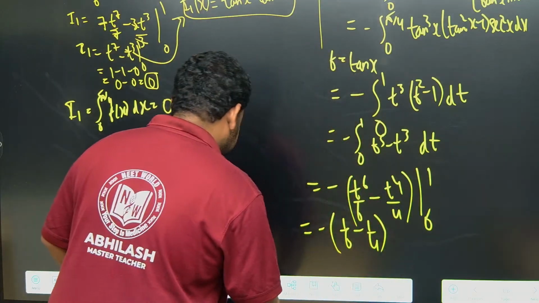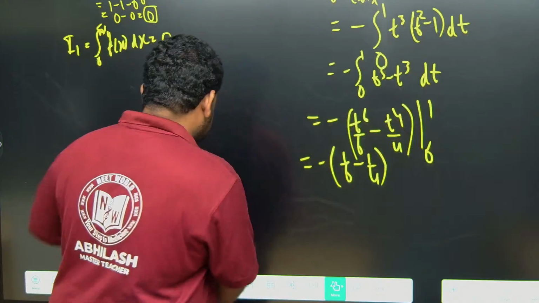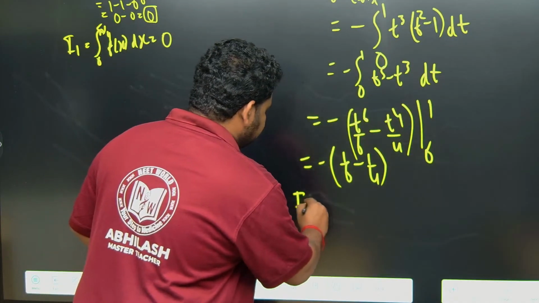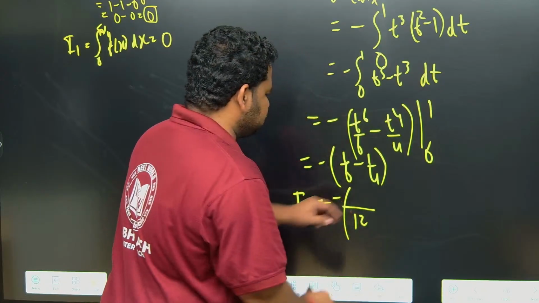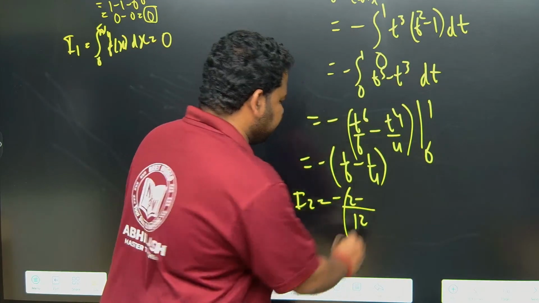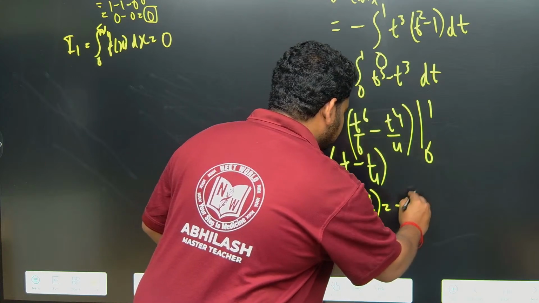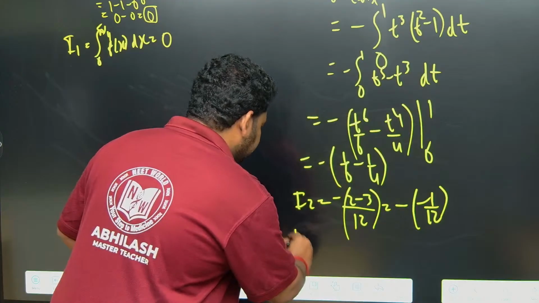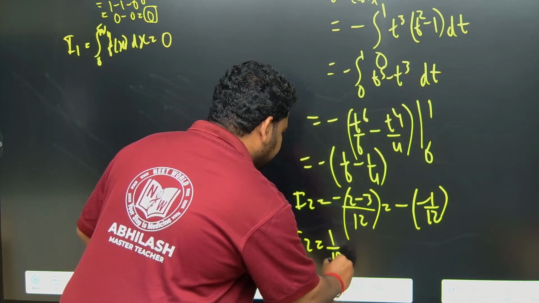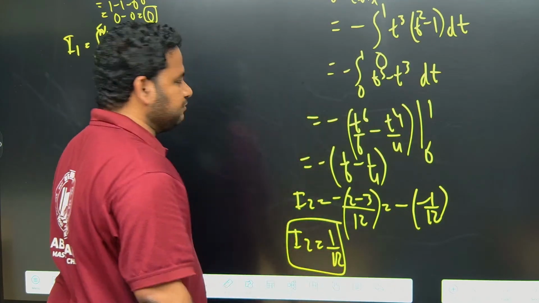I1 actually, this is I2. I2 is equal to, the LCM will be 12, so 6 twos are 12, 4 threes are 12. I will get minus of minus 1 by 12. Minus into minus is plus, so I2 I will get as 1 by 12. Now I got I2 is equal to 1 by 12, and I1 is equal to 0.